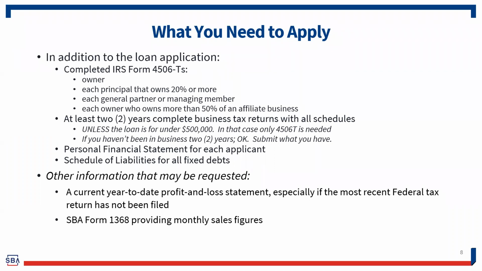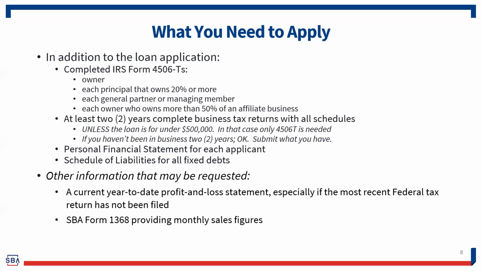Now, hang on a second. You remember I showed you on a previous page, you take your monthly operating expenses times 6, for 6 months, then that should get you to roughly the amount that's going to be borrowed. If that is under $500,000, we only need the 4506T. We're not going to require that you submit the tax returns. So that will be very helpful for you.